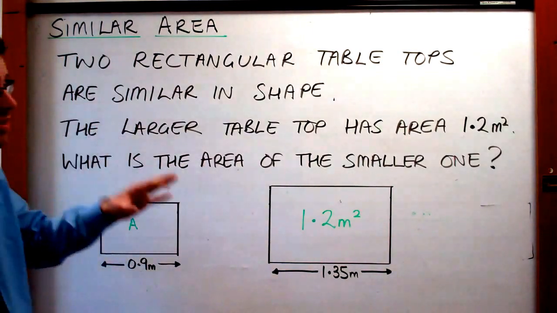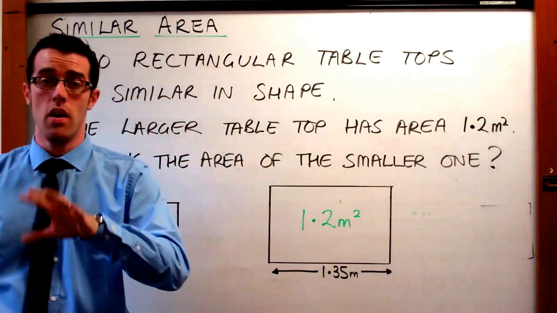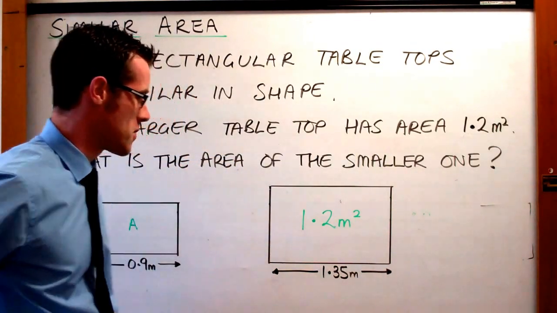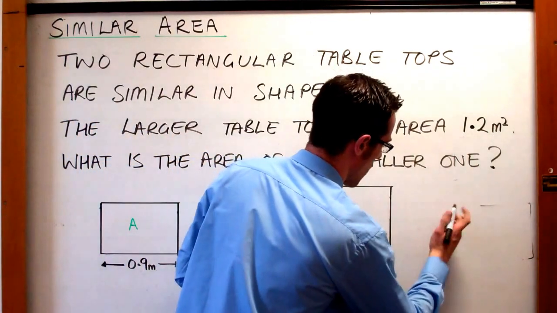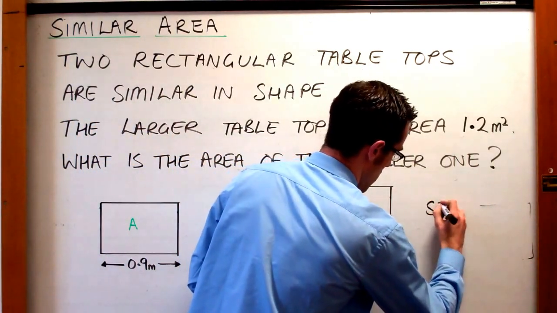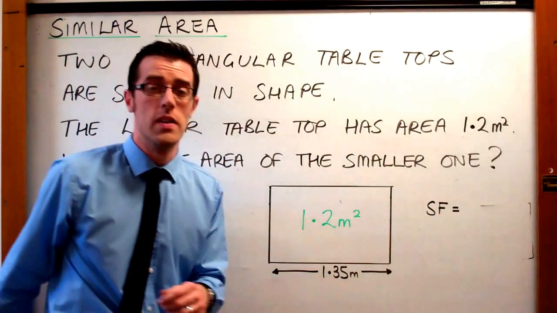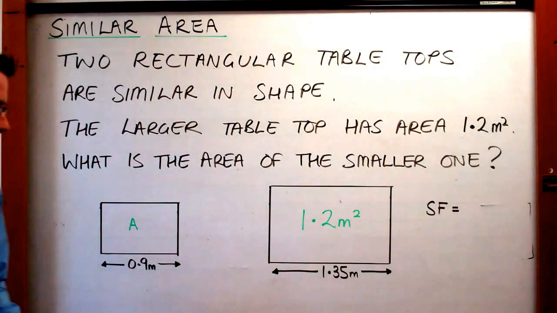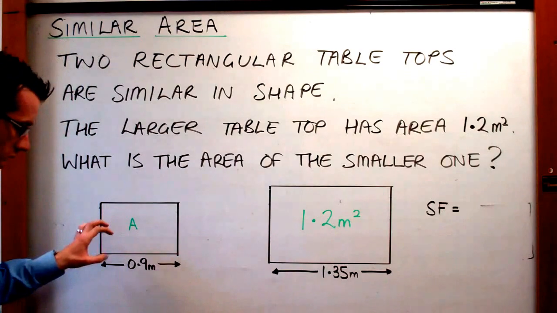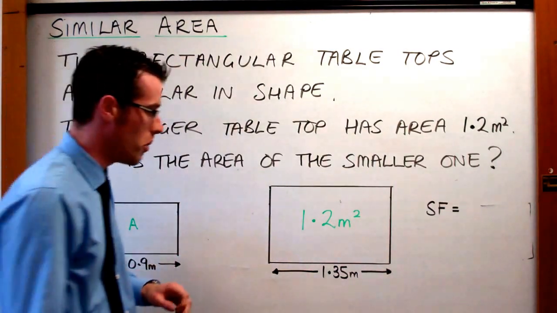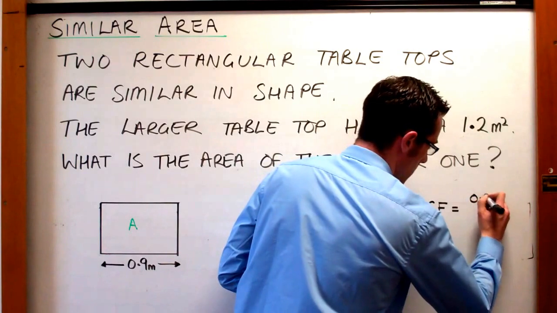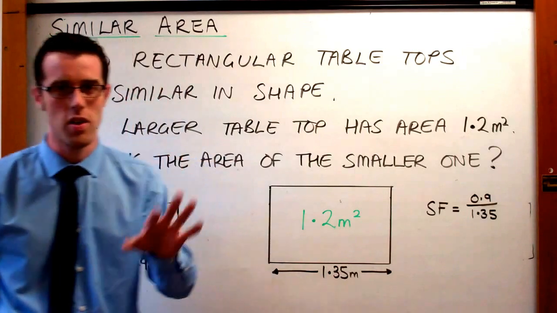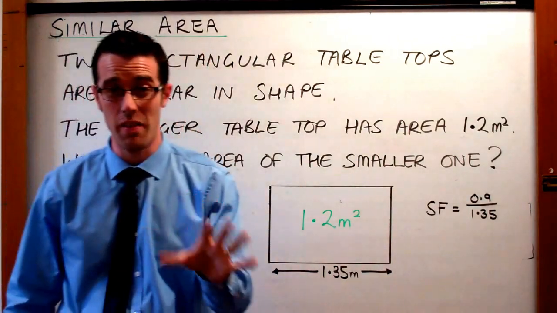So, first thing we need to do, just like with similar lengths, we need to find the scale factor first of all, okay? So, remember, for scale factor, we just use SF. Now, what we need is two corresponding sides. Here we go, 0.9 and 1.35, and because it's a reduction in size, 0.9 is going to go on the top of that fraction. So 0.9 over 1.35.